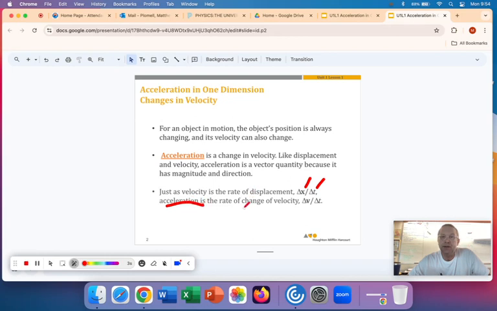Acceleration is the rate of change of velocity. So the velocity changed at a rate of delta t. And velocity can refer to direction or magnitude. It doesn't have to be speeding up or slowing down to accelerate. It can just be turning, such as the way the planet Earth turns as it rotates around the sun.